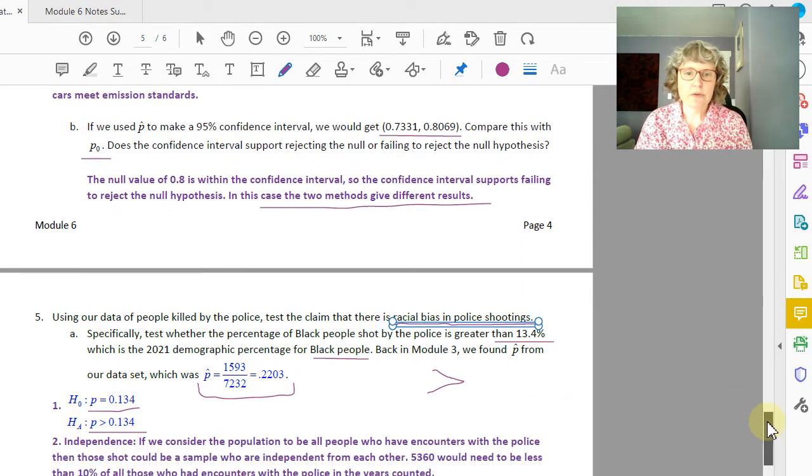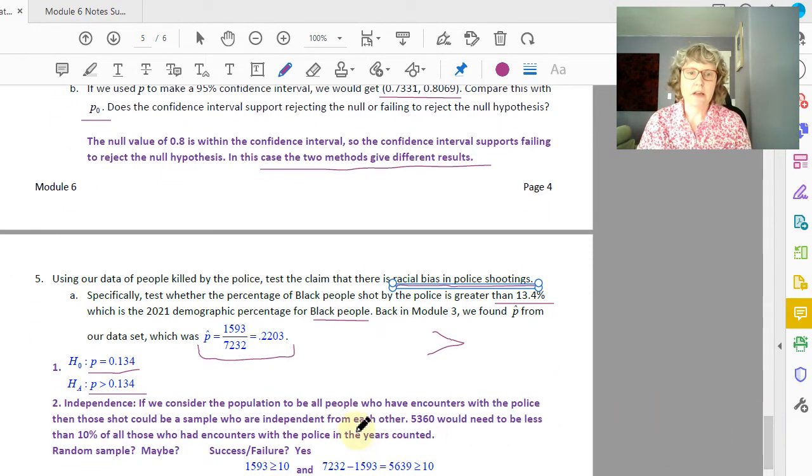Okay, so let's go through the conditions for this one. Again, same conditions: independence, 10%, randomization, success, failure. Okay, do a little memory trick with those. So independence, if we consider the population, okay, so this is where the conditions are tricky on this, right? Because at the beginning of the term, we said this is a population, because we're trying to capture all the people killed by the police. But now we learned the conditions, and that doesn't really meet the conditions.